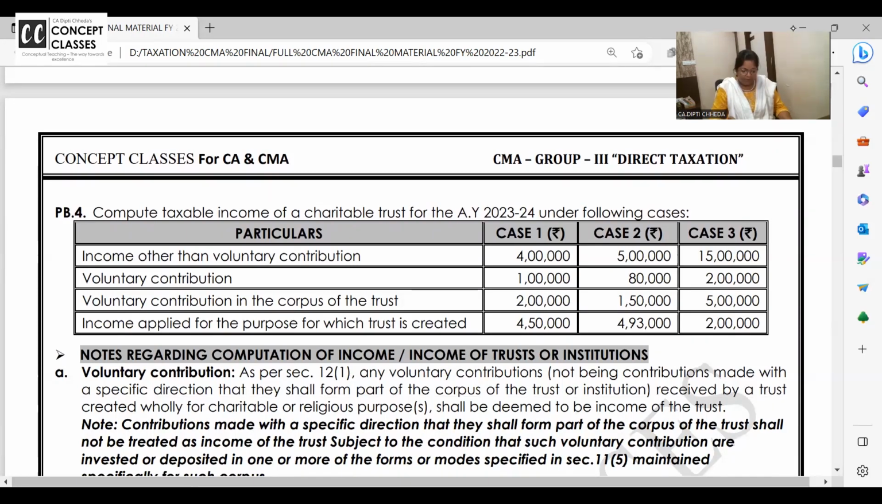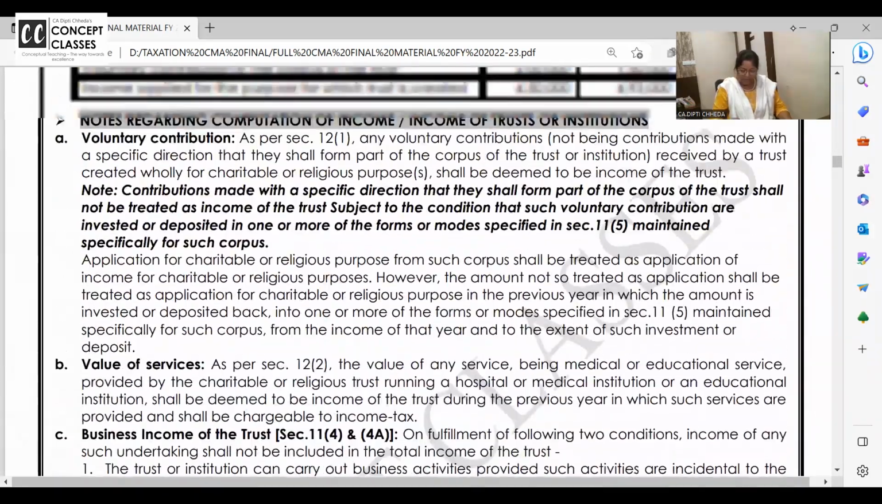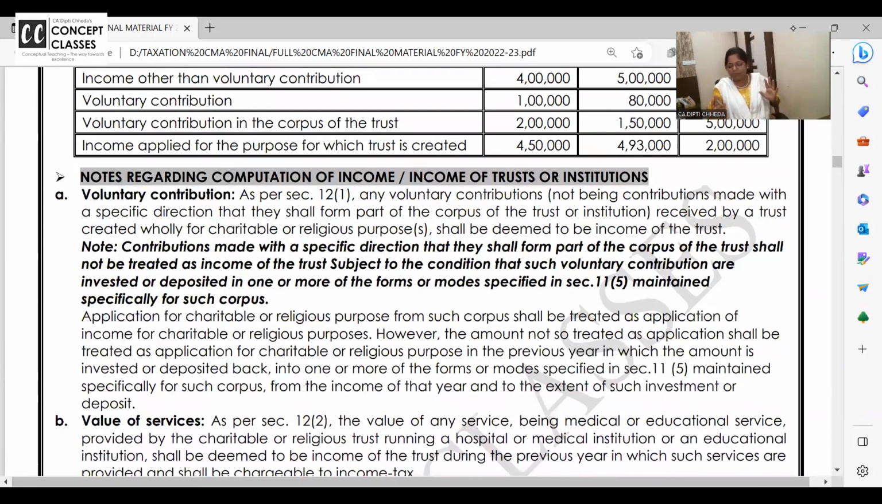Compute the taxable income of the trust. That I will do. First, let us do this, notes regarding the income and application. I think if I do this and solve one problem, it would be enough for today. Another 15 minutes. As per section 12.1, any voluntary contributions made with a specific direction that they shall form part of the corpus received shall be deemed to be the income of the trust.